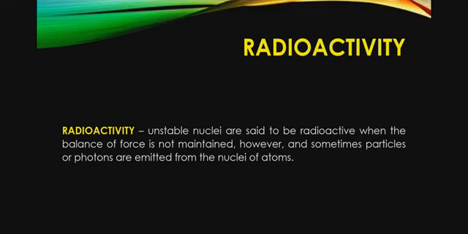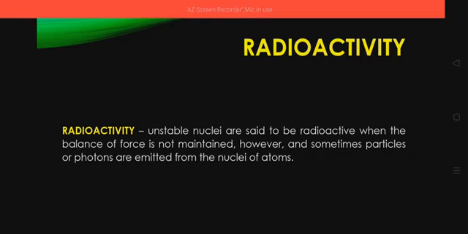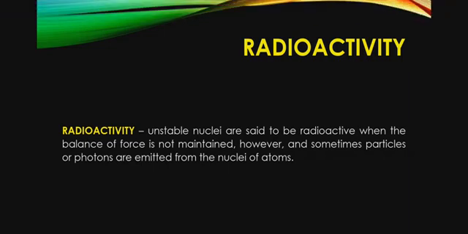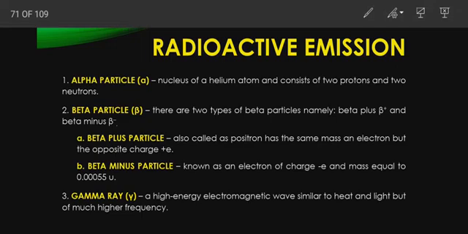Next is radioactivity. Unstable nuclei are said to be radioactive when the balance of force is not maintained. Sometimes, particles or photons are emitted from the nuclei of atoms. Next are the radioactive emissions: the alpha particle, the beta particle, and the gamma ray.